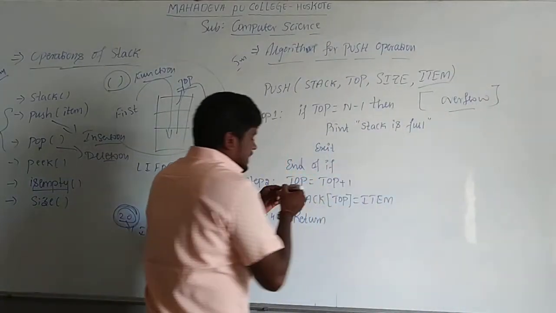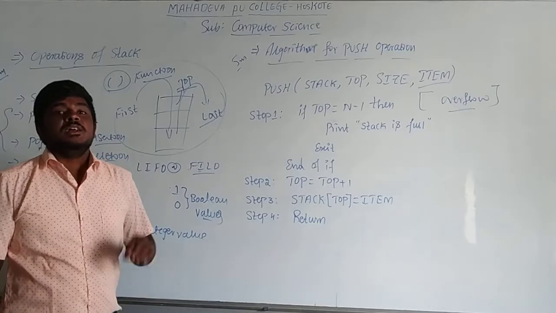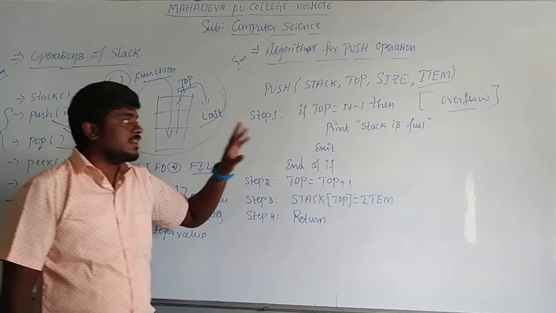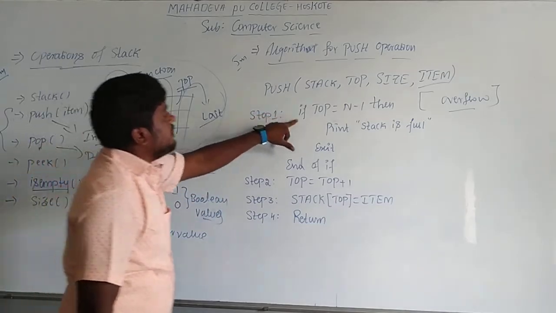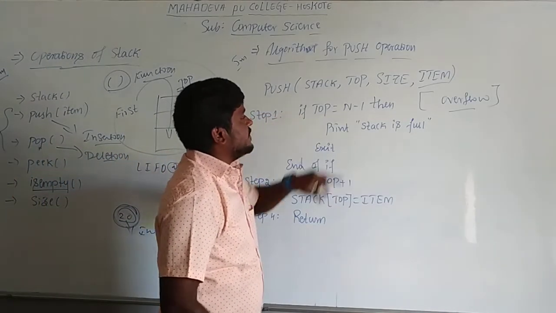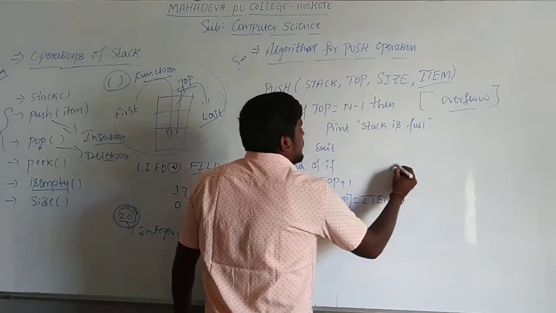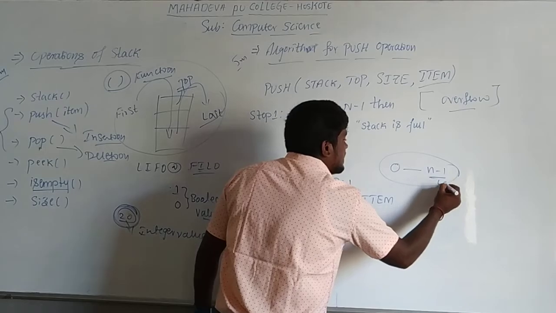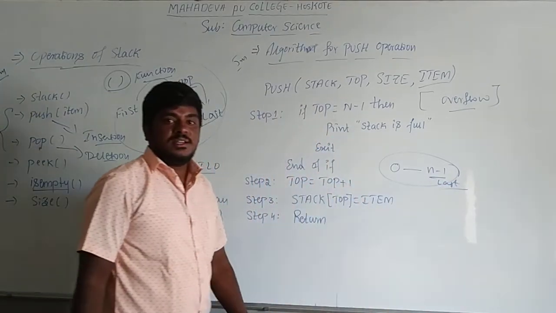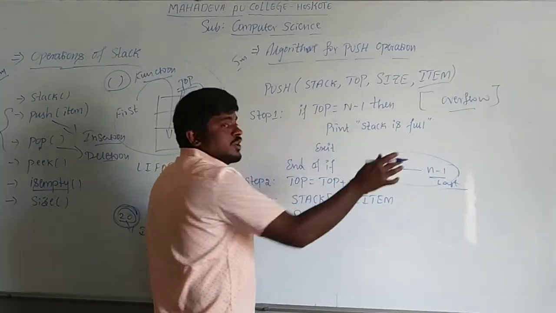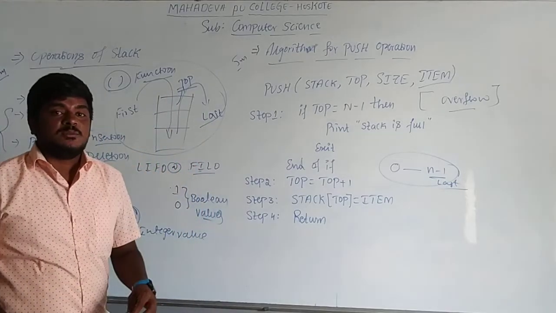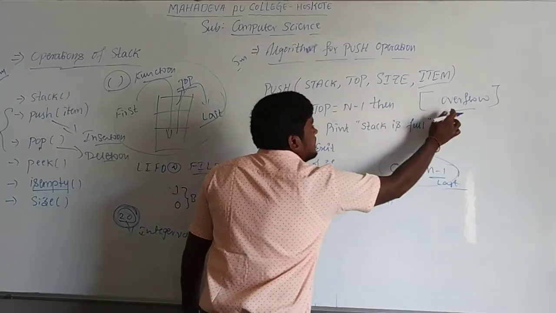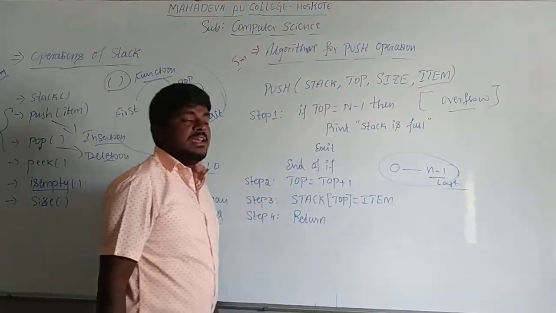Now first we are checking the condition. Why do we need to check whether space is there or not in the data structure? That we need to check first. If top is equal to n minus 1, you know in an array we have elements 0 to n minus 1. N minus 1 is the last element. Understood? After that there are no elements, so we can't insert another element after n minus 1. That means if top is equal to n minus 1, then the stack is full.